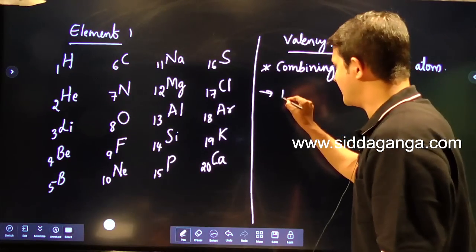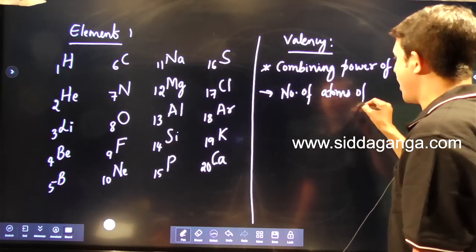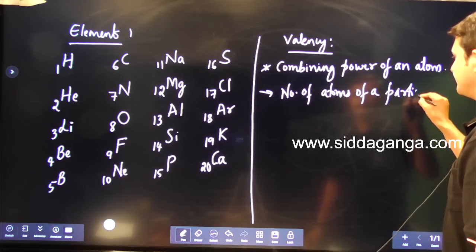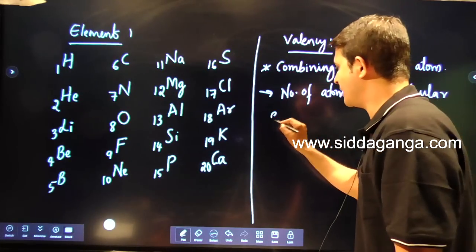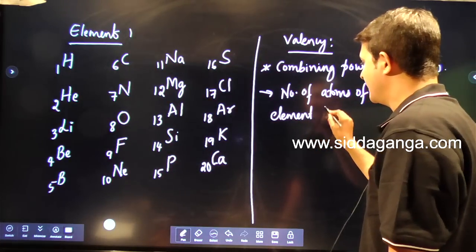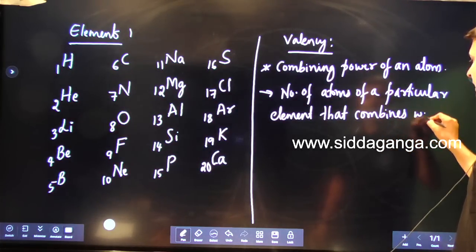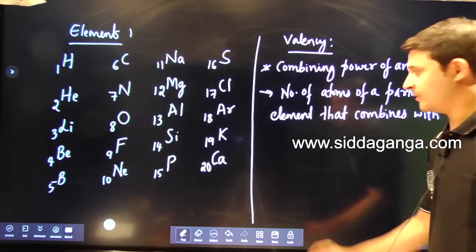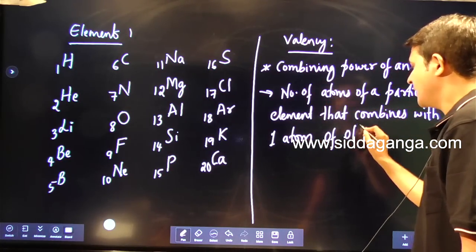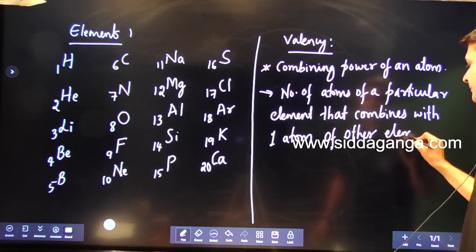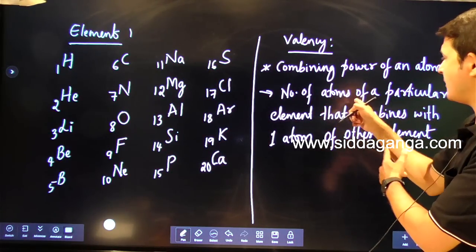So it is nothing but number of atoms of a particular element that combines with one atom of other element. One atom of other element. Andre number of atoms of a particular element.